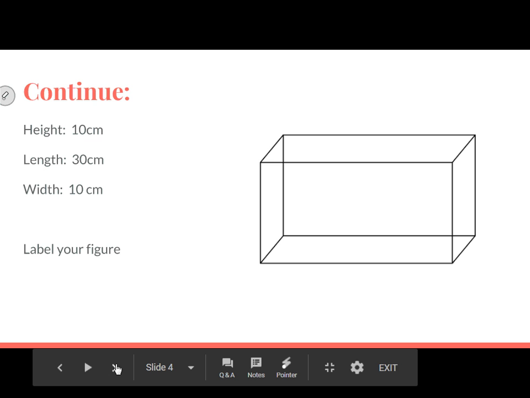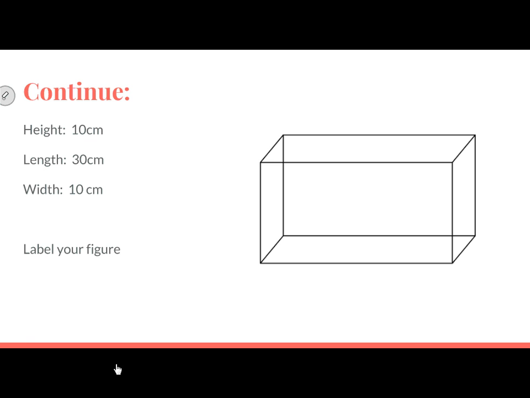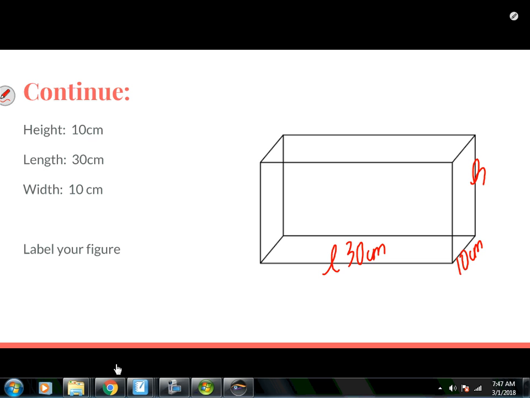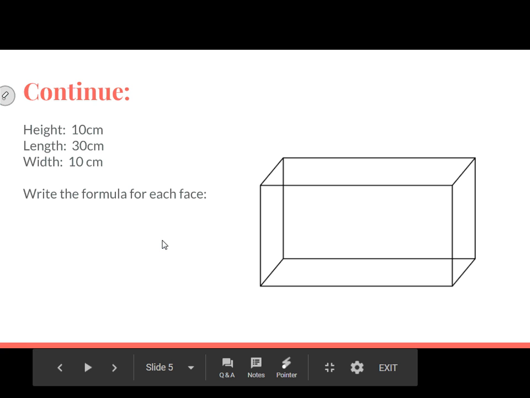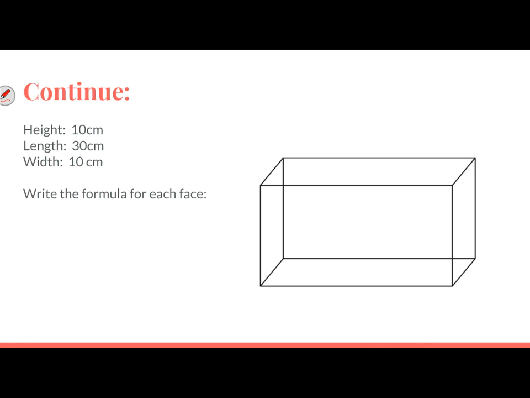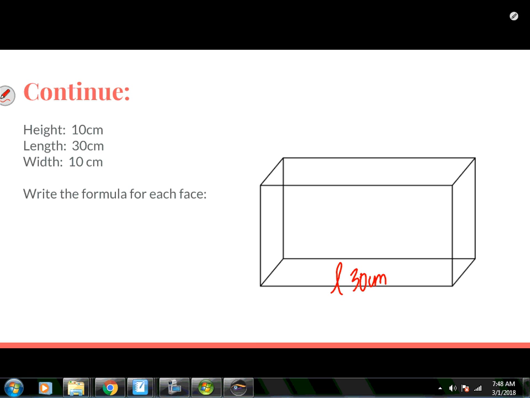So first of all, label your figure with length, width, and height. And if we did that, like we did on the last one, our length is 30 centimeters, our width is 10 centimeters, and our height is 10 centimeters. Now we write the formula for each face. So again, our length is 30 centimeters, our width is 10 centimeters, and our height is also 10 centimeters.